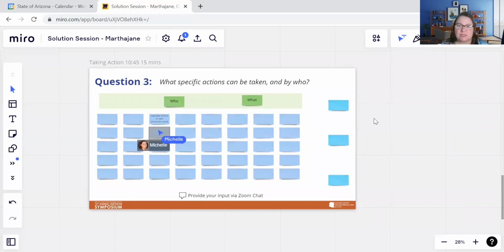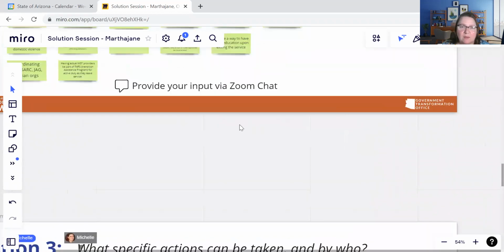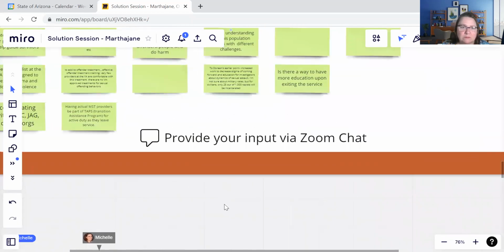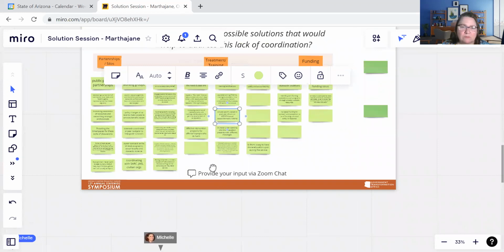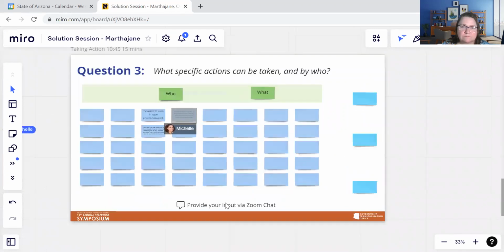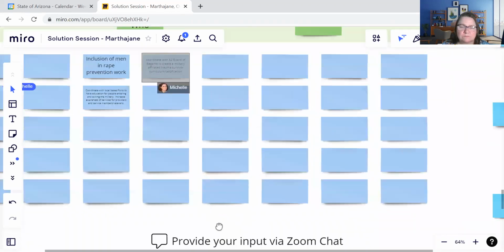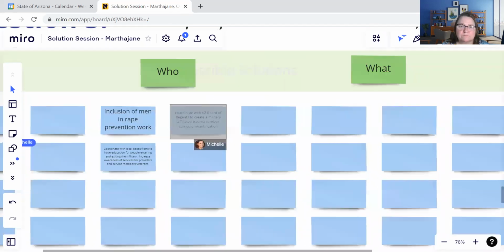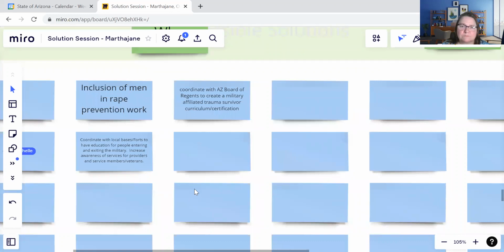Brooke, I'll make sure yours gets included if Michelle didn't get it. I think she probably did, but up on this one. Coordinate with the Board of Regents to create a military affiliated trauma survivor curriculum certification. Ooh, that's a good idea. Coordinate with local bases and forts to have education for people entering and exiting the military, increase awareness of services for providers and service members and veterans. Awesome.